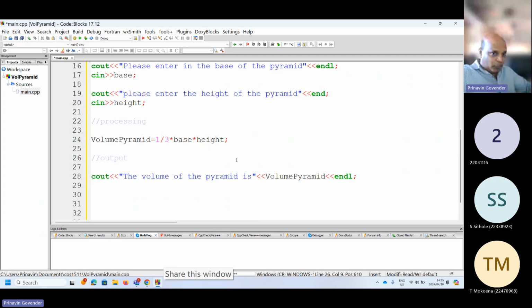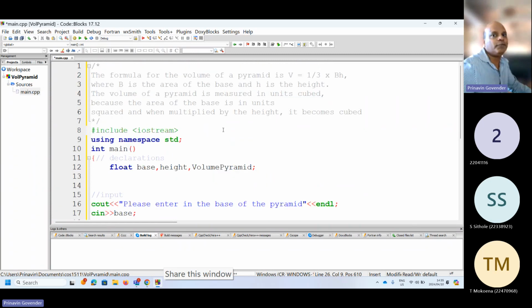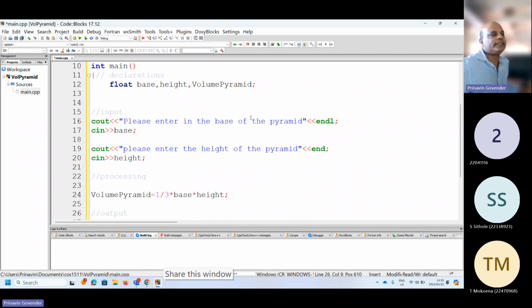Right. Let's see if we've answered the question. What have we done so far? We've taken the mathematical formula: volume of a pyramid is equal to 1/3 multiplied by base times height. This is how we write it in maths. But in between B and H, there's a hidden multiplication sign, right? We've got base times height.